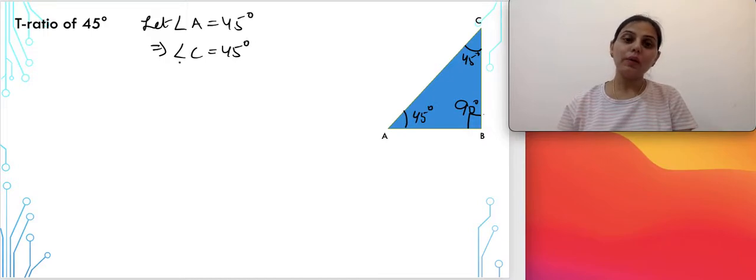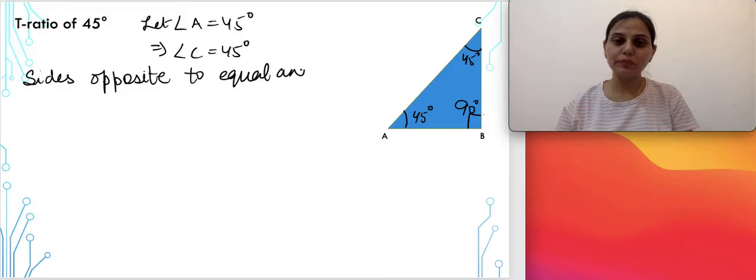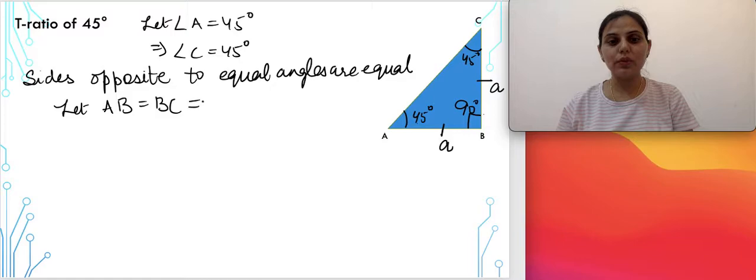Now we have done a property that sides which are opposite to the equal angles are also equal. So let us write that property first. Sides opposite to equal angles are equal. This we have done in class 8 also. Now since these two angles are equal to each other, the opposite sides, that is AB and BC, will also be equal. Let us suppose each side is given as A. So let AB is equal to BC is equal to A.